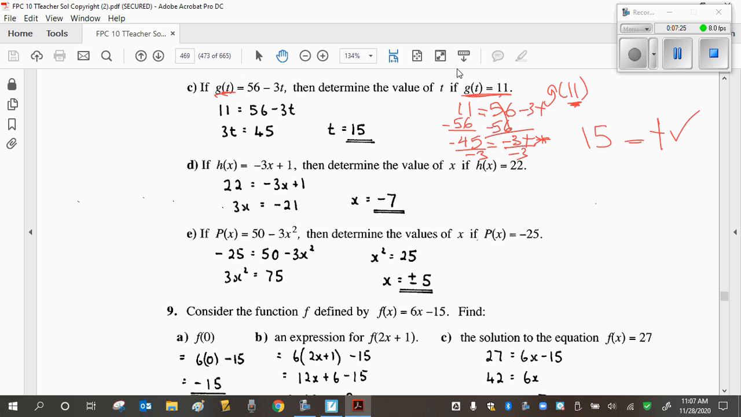Similarly, when they end up, this turns into 22. It says h of x equals 22, and there's your h of x, so just put 22. They need to do a better job of showing their work. So you subtract 1 on both sides, divide by negative 3. You get negative 7 equals x. And here you substitute negative 25.